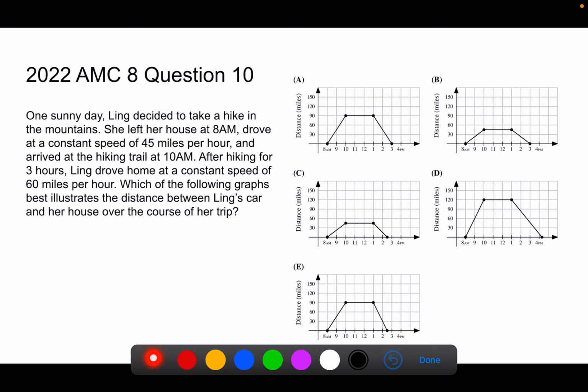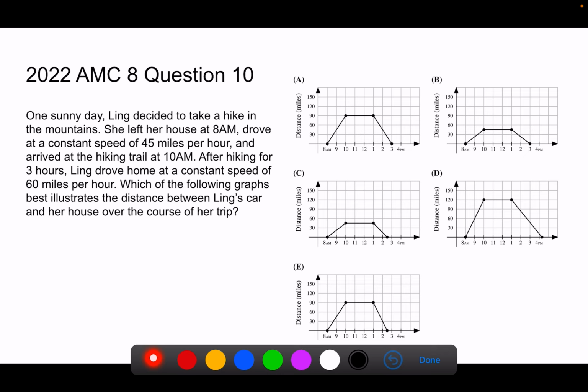Question 10. One sunny day, Lynn decided to take a hike in the mountains. She left her house at 8 a.m., drove at a constant speed of 45 miles per hour, and arrived at the hiking trail at 10 a.m. After hiking for 3 hours, Lynn drove home at a constant speed of 60 miles per hour.